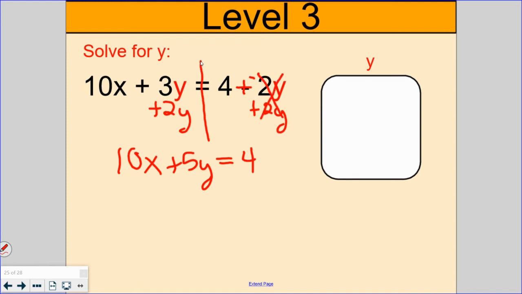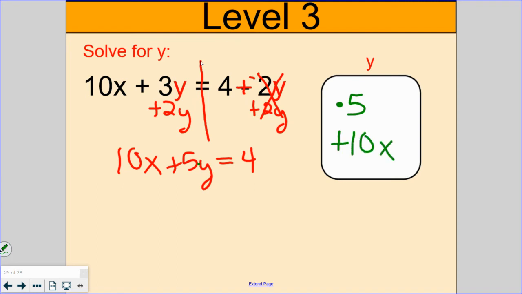All right, so now we have y by itself, and we're going to determine what is happening to the y here. y is being times by 5. Now we can do our chart. Being multiplied by 5. We have one y left, it's being multiplied by 5, and then we're adding 10x.